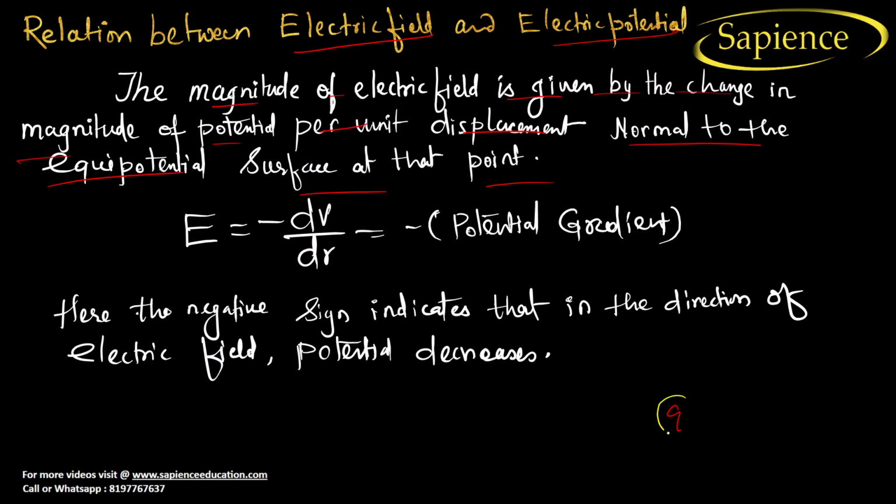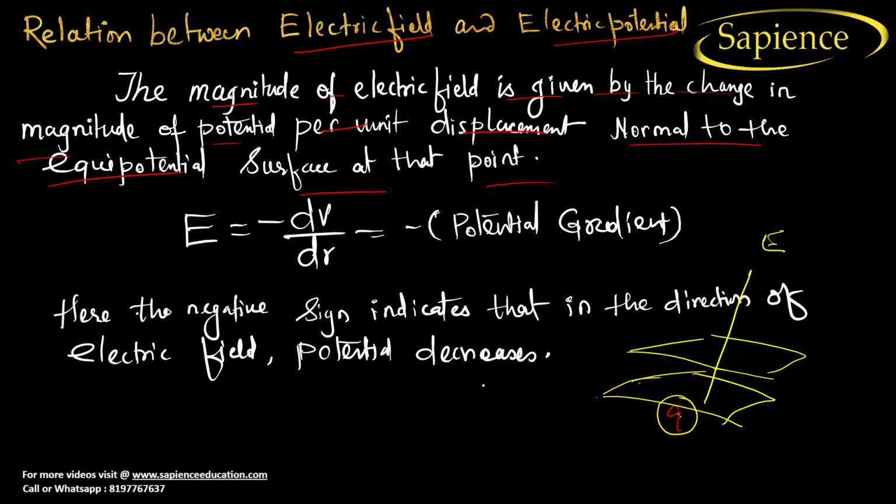Let us consider this is a charge Q. There is an equipotential surface. There is another equipotential surface like this. There will be several equipotential surfaces, and there is an electric field which is perpendicular to the equipotential surface. Now what happens?